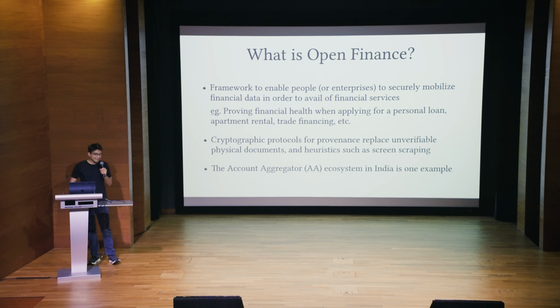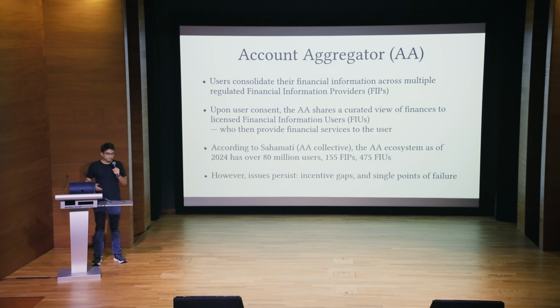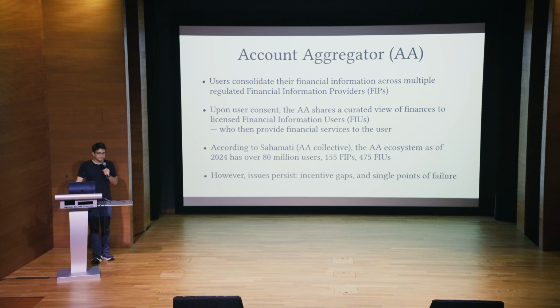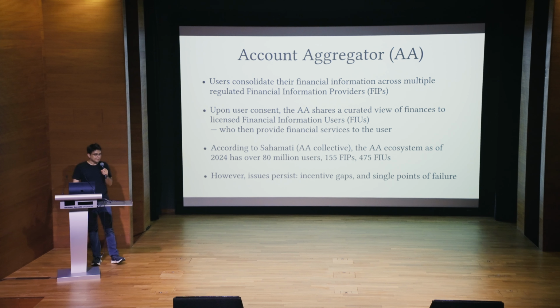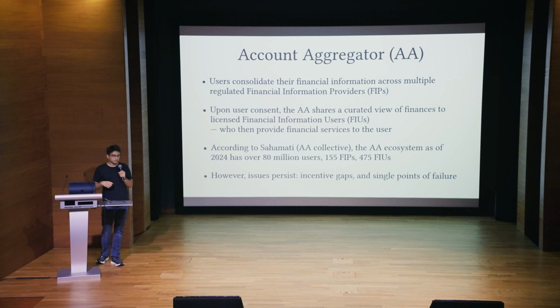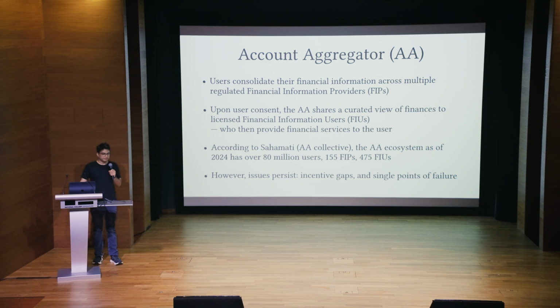The account aggregator, or AA ecosystem in India, is one such example, and it's helpful to zoom into AA to talk about what the different actors are and what they do. In the AA ecosystem, users basically consolidate their financial information across multiple regulated financial information providers, or FIPs. You can think of these like banks. And on the user providing consent, an AA can share a curated view of the user's finances to licensed third parties, licensed financial information users, or FIUs. With this information, the FIUs are able to provide services to the user and validate their financial health and so forth. According to Sahamati, the collective that sets a lot of standards for the AA ecosystem, as of 2024, there were over 80 million users, 150 FIPs, and 475 FIUs. So it is quite an active and vibrant ecosystem.